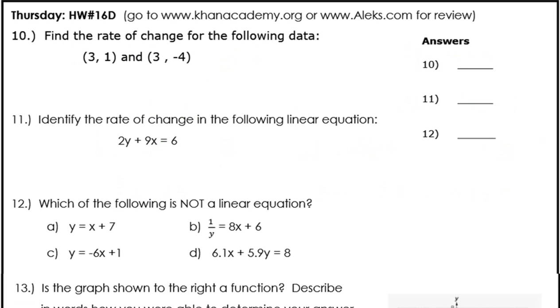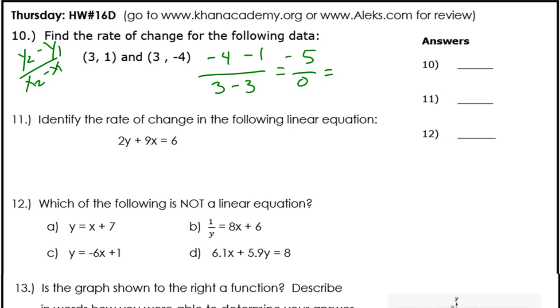Let's look at the final box here. To find the rate of change for the following data points, you would have to use your delta y over delta x formula, also known as y2 minus y1 over x2 minus x1. So that's going to give me -4 minus 1 over 3 minus 3, which is -5 over 0, which needs to be interpreted. Remember, a 0 in the denominator has to be interpreted, and the answer is undefined. You cannot divide by 0.